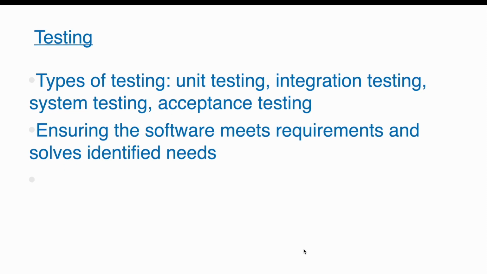The next step is testing. Testing is the phase we do after development of any specific scenario, or the complete product, based on the model we are using in the SDLC. Once the code is written, it undergoes testing to ensure it meets all the requirements and solves the identified needs. This stage involves various types of testing, including unit testing, integration testing, system testing, and acceptance testing. Testing is basically making sure whether what we have developed is working correctly or not. This is the step where we verify that.